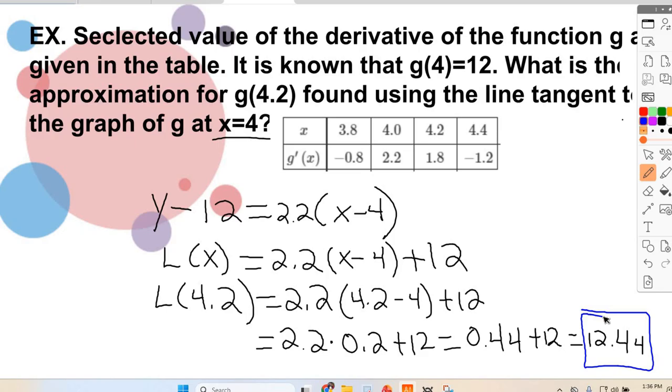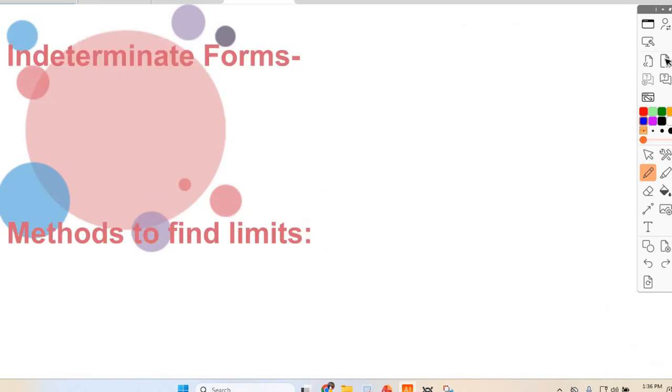Okay, ready to look at L'Hopital? L'Hopital. He was a French mathematician, and the rules named after him.